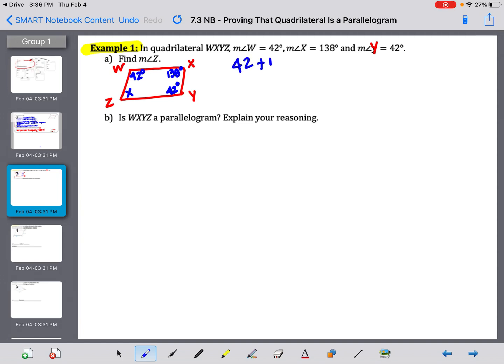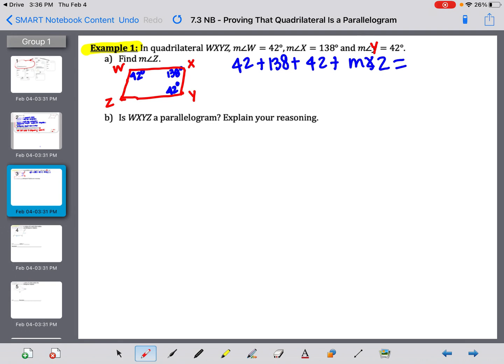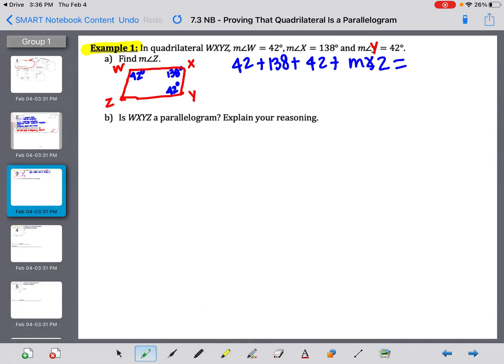So I know 42 plus 138 plus 42 plus, actually calling it X is kind of confusing. Let's call it just measurement of angle Z is equal to, and if I somehow knew what all 4 angles here added up to be, I knew what my equation would be equal to. Well, if we think back to 7.1, the sum of the measures of interior angles of a quadrilateral is going to be 360 degrees. So I know all 4 angles added together are going to be 360 degrees.